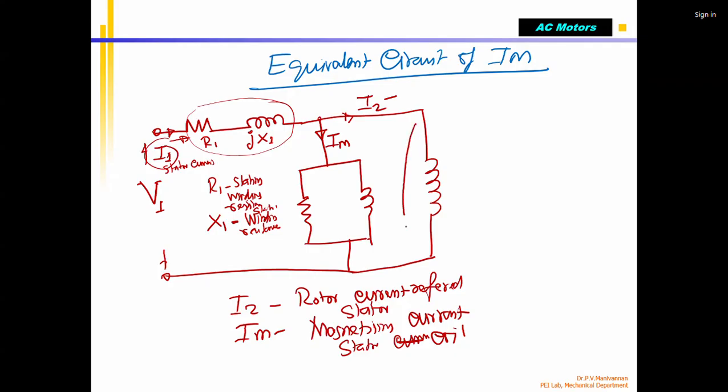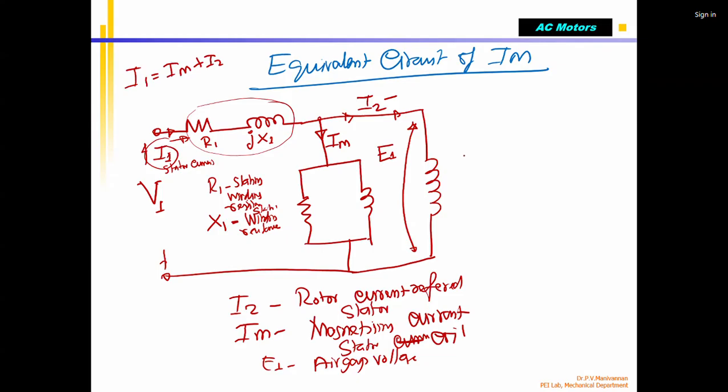Then here you have a voltage. This voltage we call E1. Note down, this is the terminology we are using. E1 is called the air gap voltage. Now this is I2, and this is IM. We know that I1 equals IM plus I2. That is one thing.